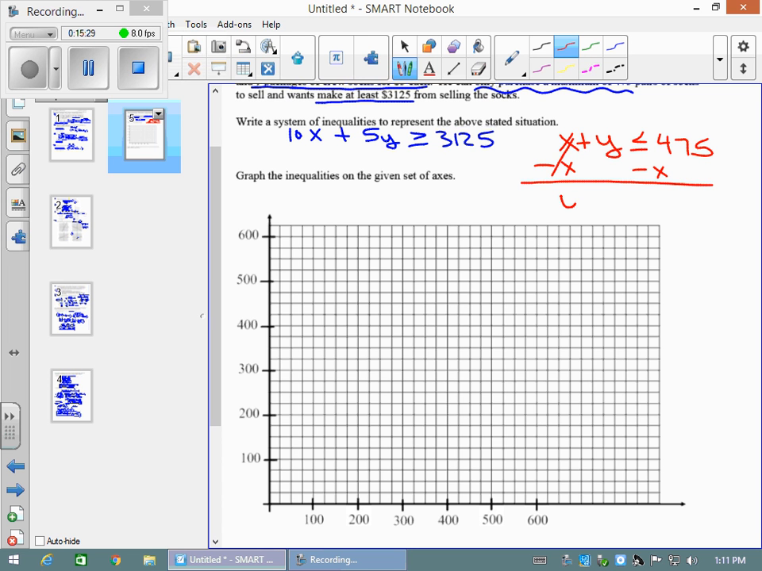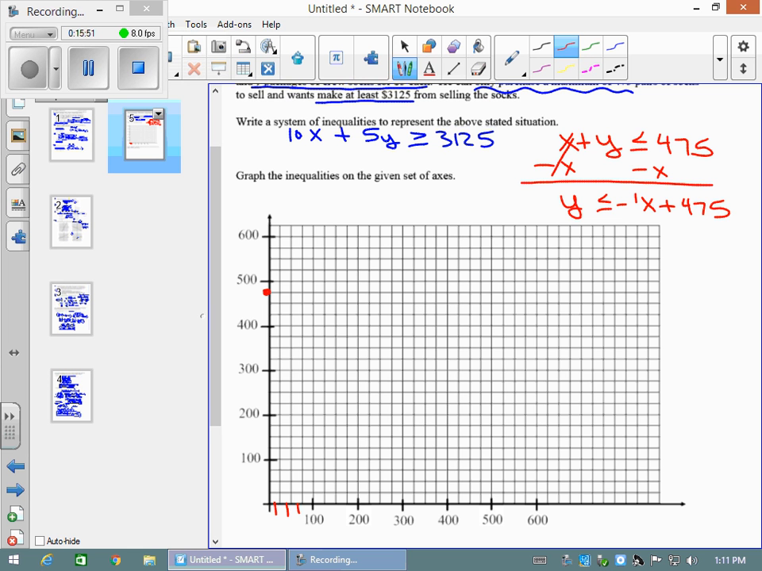So that means if I want to graph this, I'm going to go to 475 on the y-axis. That's my y-intercept. My slope would be negative 1 over 1. You have to look at the label. Now, if you look at the x-axis, we're going up by 25, 50, 75, 100. If you look at the y-axis, you're also going up by 25.